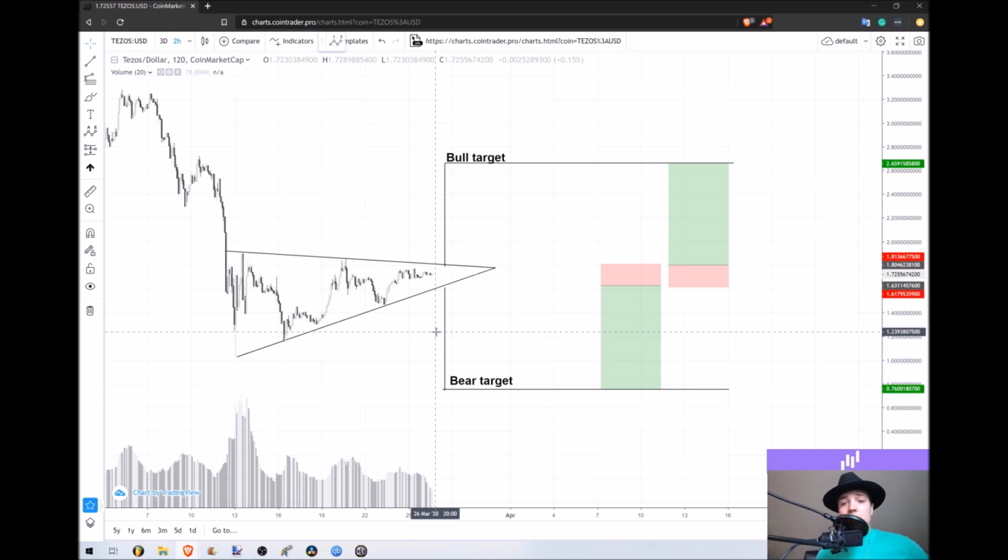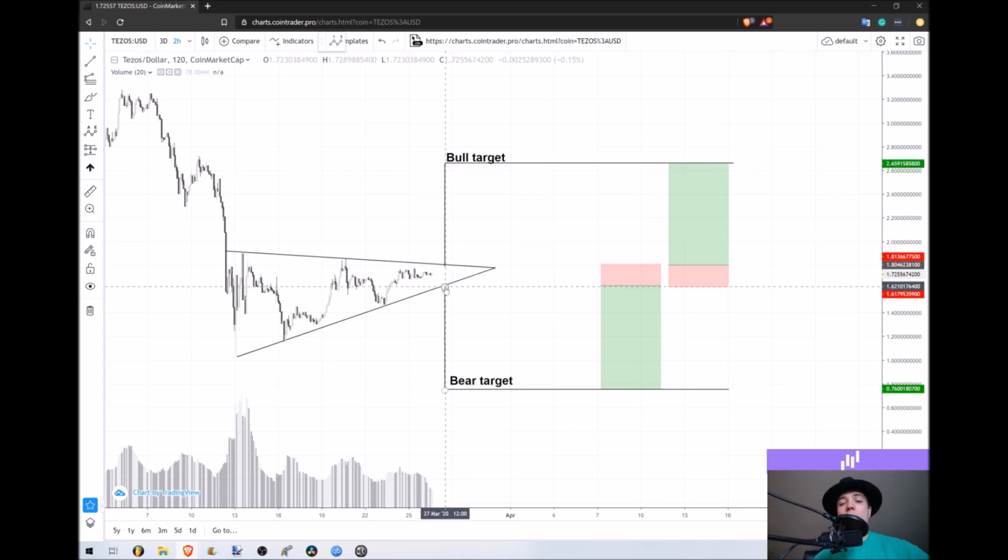Now, where do you set your stop loss? Well, the stop loss is pretty straightforward as well. Your stop loss for going short on the market or expecting it to drop down would be the same point that you would try to enter if it broke bullish. So the reason for that is because if it goes above that level, then it's probably going to go for the bull target. Now, the same thing goes for the bear target.